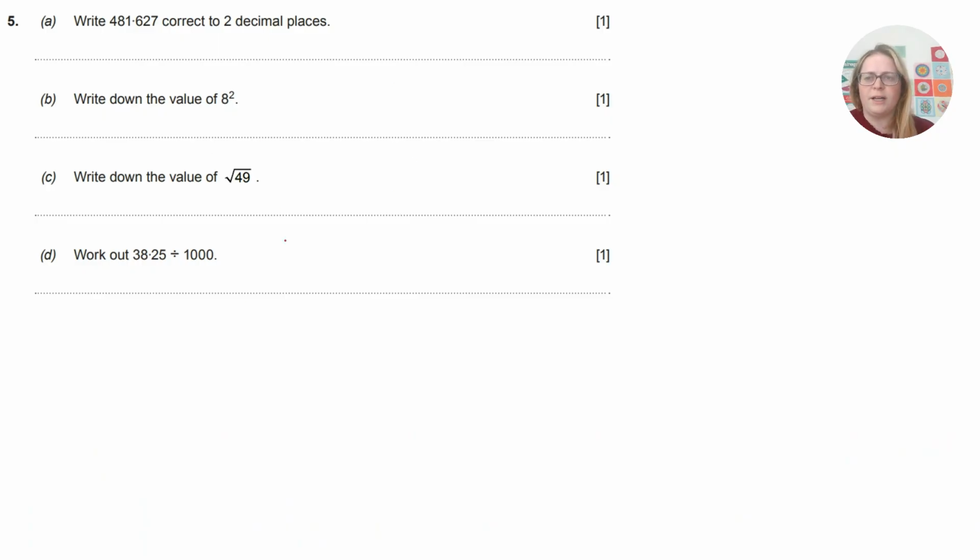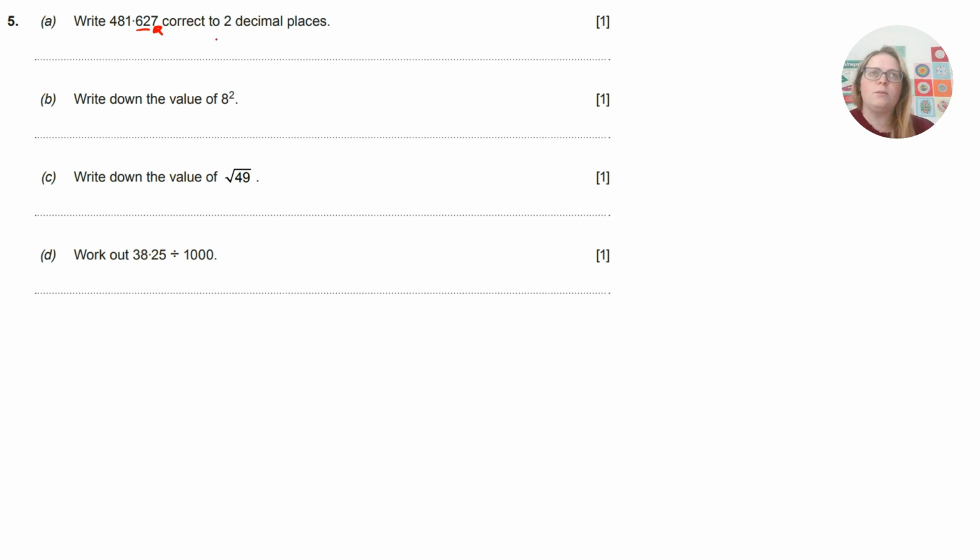So the first question we've got is write 481.627 to 2 correct decimal places. The first thing we need to identify is what are 2 decimal places. So these are the first 2 numbers that come after the dot. Now you'll notice that there's a 7 next to them. This 7 is important because it allows us to know if we need to round up or round down.